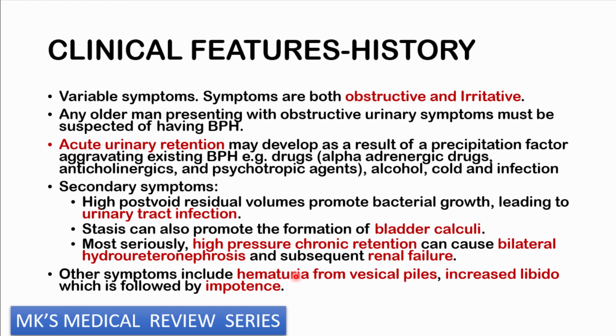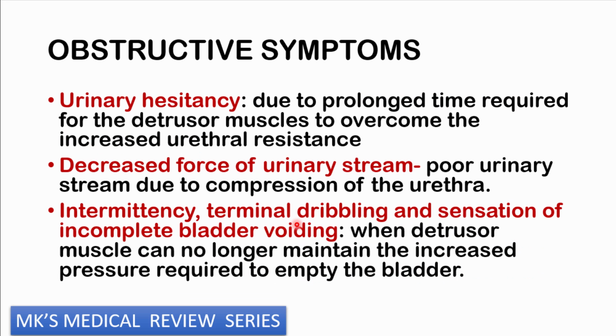Other symptoms include hematuria from, of course, vesical piles. You could think of these like hemorrhoids that are present in the bladder. Then, of course, you may also have increased libido, which is later followed by impotence.